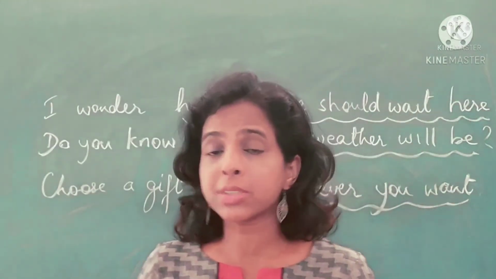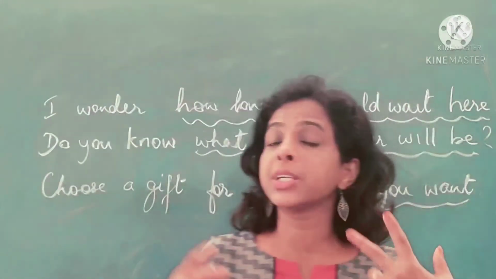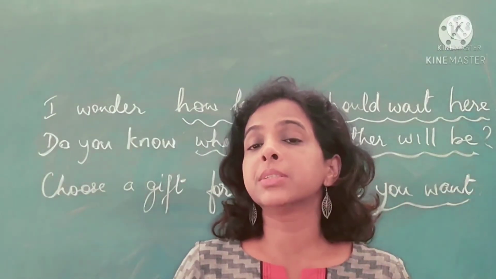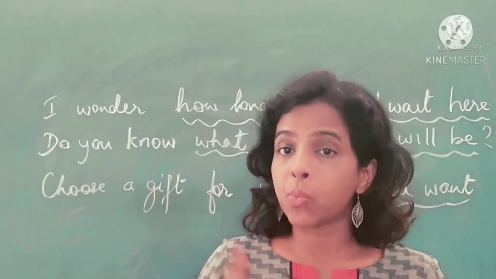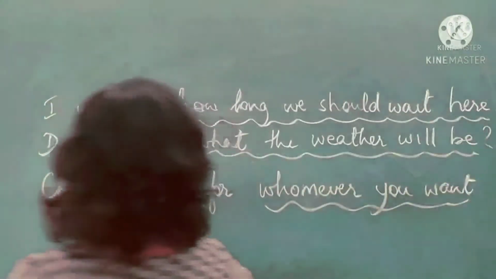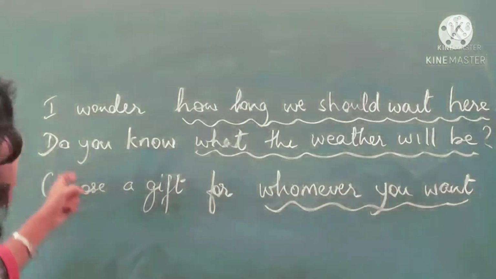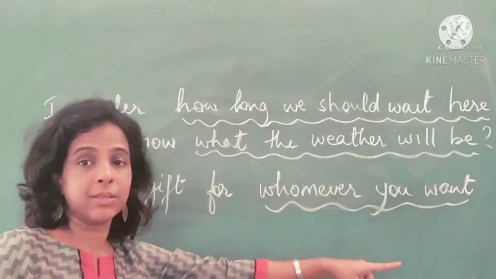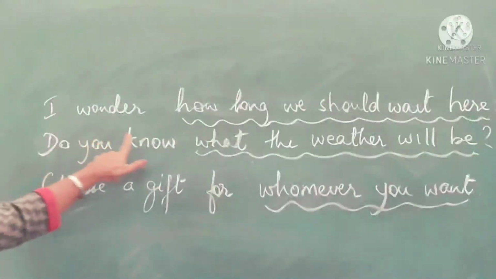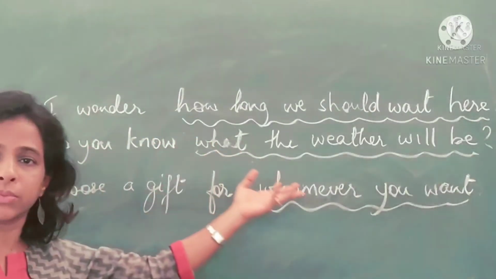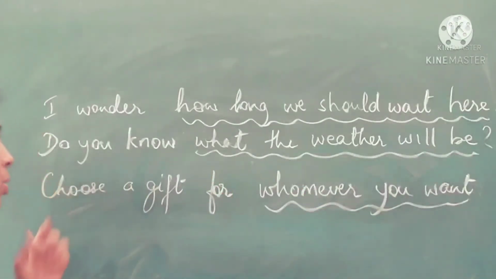Now, the two questions that you're going to be using to identify whether it's a noun clause or any other clause are who and what, especially what. If you look at the sentences, there are three sentences here on the board. I wonder how long we should wait here. You're going to be asking the question, I wonder what? I wonder how long we should wait here. So it's answering the question what. What am I wondering?